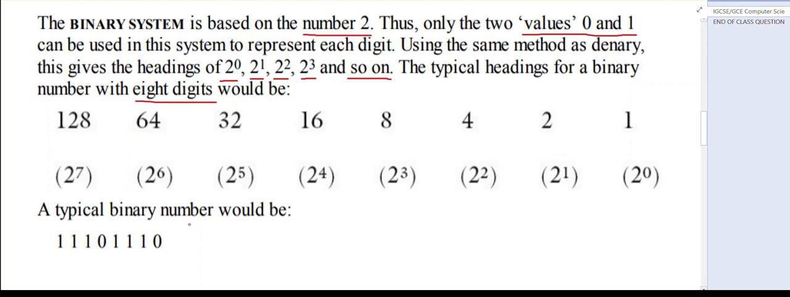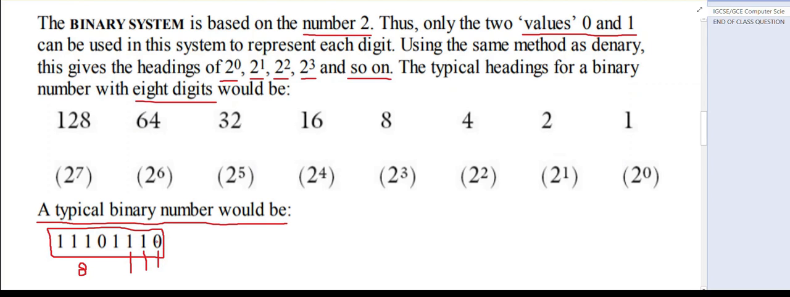Right? Now, this is very important to understand. A typical binary number would be, this is a typical binary number, 11101110. Now, this is 1 bit. This is also 1 bit. This is also 1 bit. In total there are 8 bits. Right? These are a total of 8 bits.